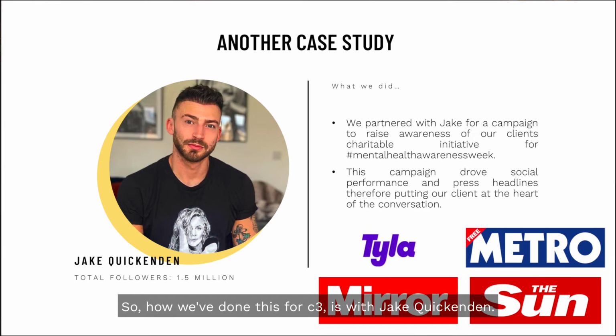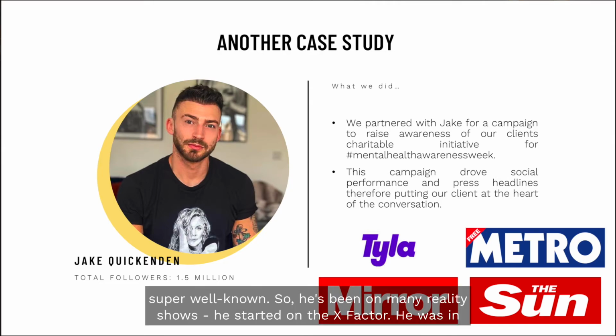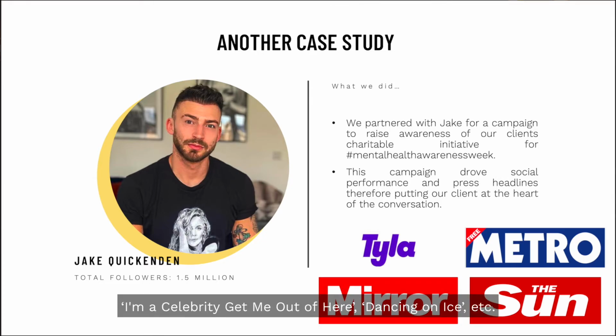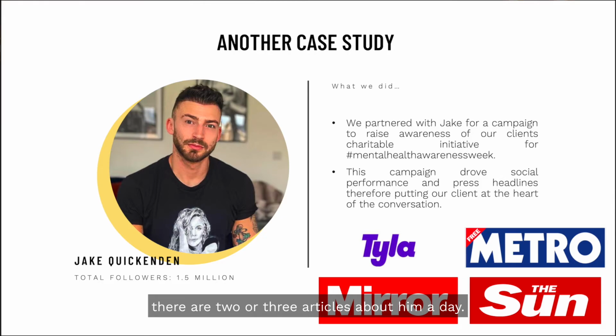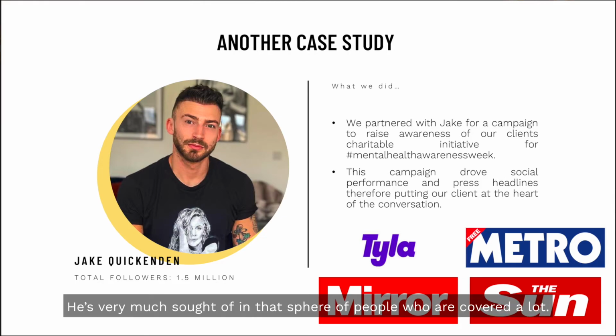So how we've done this at C3 is with Jake Quickenden. Now he has 1.5 million followers online, super duper well known. He's been on many reality shows. He started on The X Factor, he was in I'm a Celebrity, Get Me Out of Here, Dancing on Ice. So very well known in mainstream media. If you type his name in, there are 2 or 3 articles about him a day. He's very much in that sphere of people who are covered a lot.